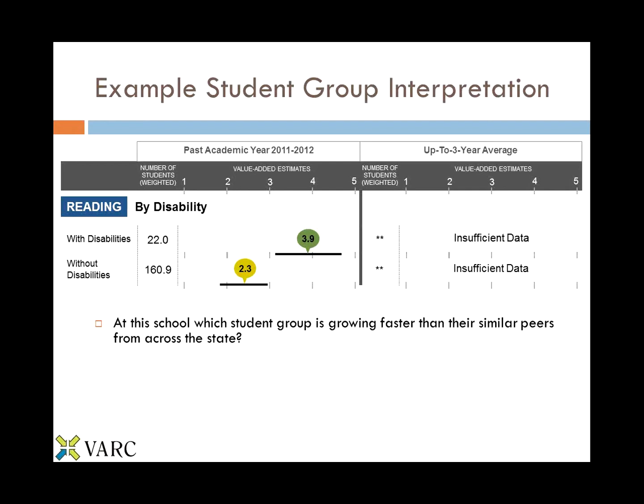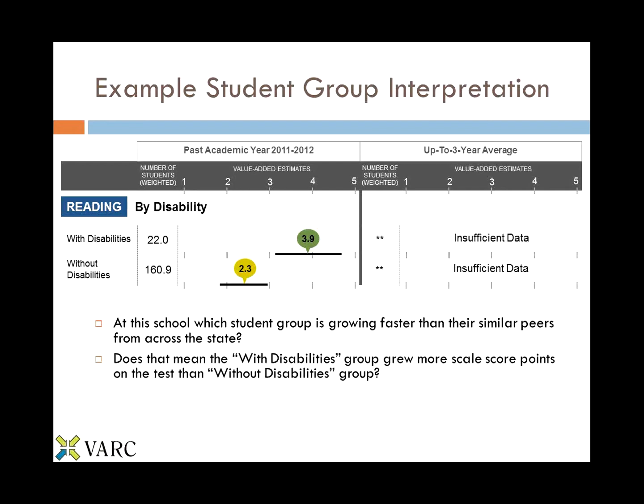You're not going to get that this year because it's the first year we've done this. Here's where it starts to get a little bit tricky. Does this mean that the with disabilities group grew more points on the test, more scale score points, than the without disabilities group? It does not mean that. That's a no to this question.